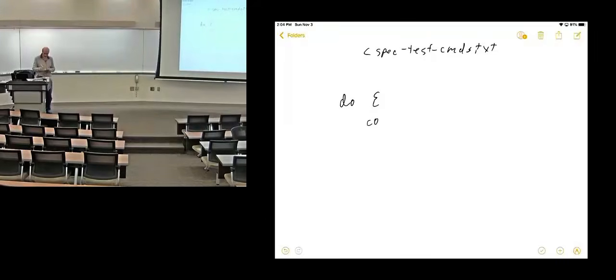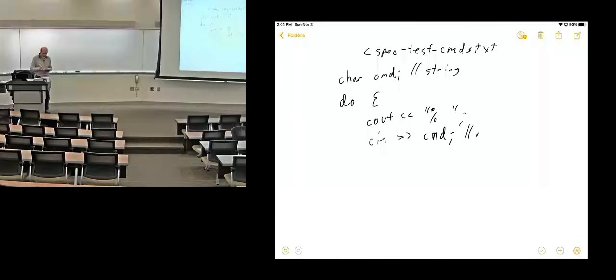Do: cout a prompt, percent sign and space, and then cin into, let's just say cmd for command. Say it was a character. That would be enough to read one character from there, and then we can get the rest of the line later on. If you want to, you could instead make this a string, and then we could use getline here.